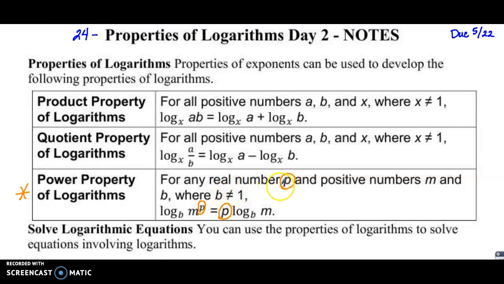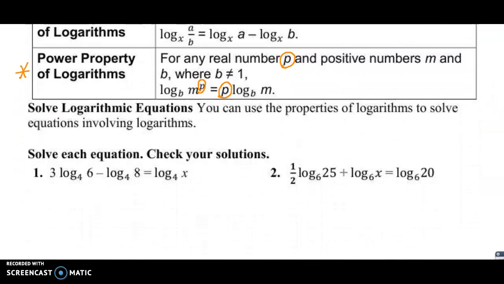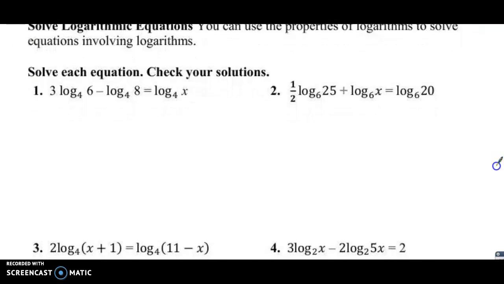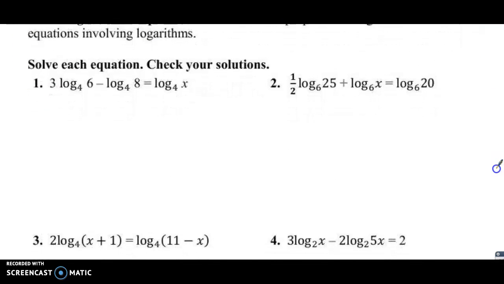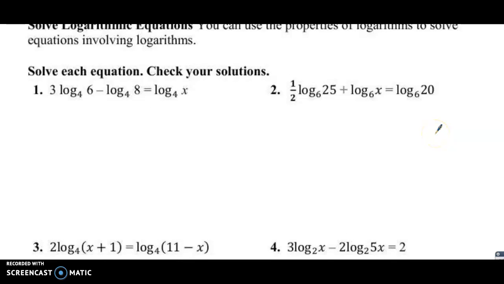Notice p can be any real number, so that includes our negative. It also includes 0 and all of our fractions. However, we can only have positive numbers, m and b. So same thing before, our base, and then that larger number, this time they're calling it m, must also be positive. And the base cannot be equal to 1 still. Okay, so notice our equations look a little bit similar to what we did before, but the only thing that they've added or introduced is that p value that's in front.